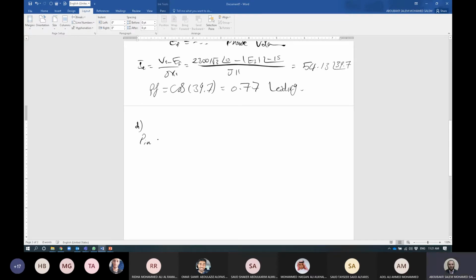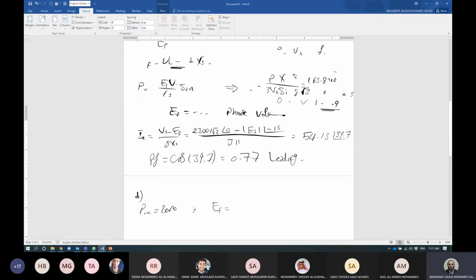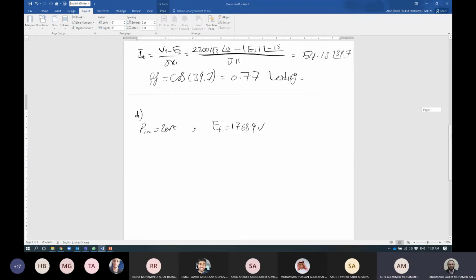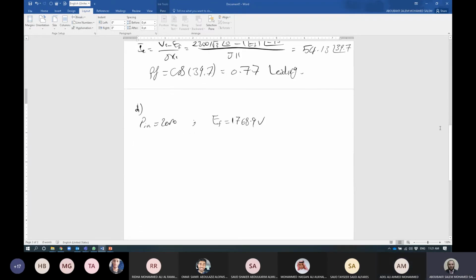power equals 0. EF in this case is similar to what we have calculated before, which is 1768.9 volt. So we have EF and P is 0. What is the power angle now? 0. Why? Because we said P input equals 0, right? Yes. So delta equals 0. So we know the value of EF and delta.